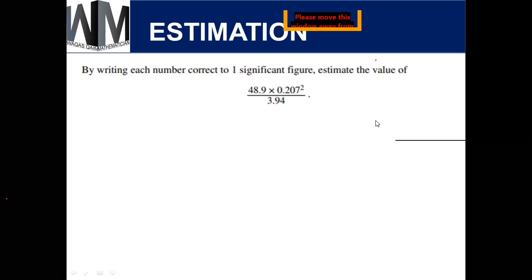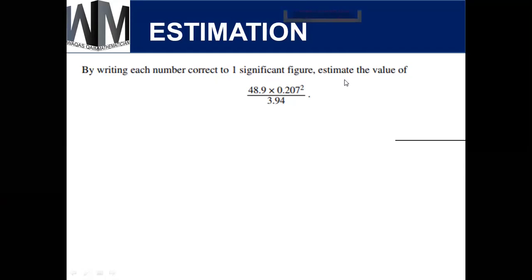An expression is given here and we have to estimate. This is a question from paper 1, and we do not have to calculate the accurate answer. We just need to estimate the value of the given expression. Saad, stop this. And the instruction which is given is writing all the numbers correct to one significant figure.